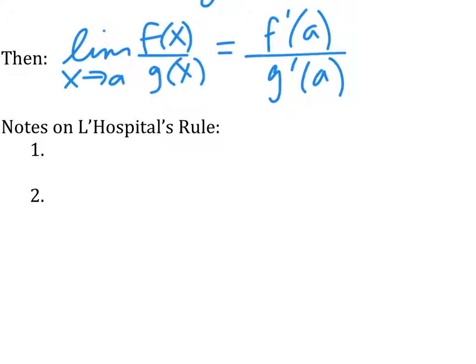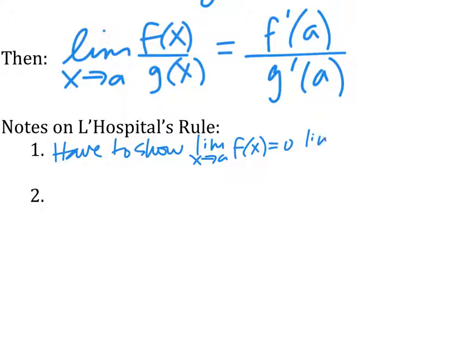Okay, so you have to show the limit as x goes to a of f of x equals 0, and the limit as x goes to a of g of x equals 0. If you don't do that on the FRQ, then you're going to get it wrong. So make sure you do that. You have to show each limit is equal to 0.